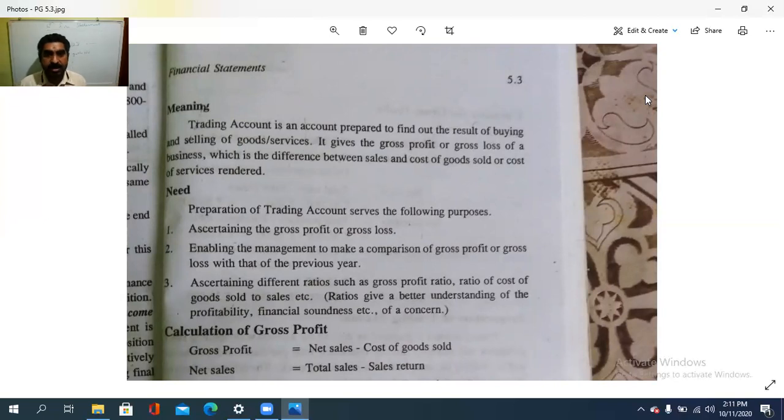Then, enabling the management to make a comparison of the gross profit or gross loss with that of the previous year. Helpful for the management to make a comparison with the previous year. And third case is ascertaining the different ratios such as GP ratio, ratio of cost of goods sold to sales, etc. It is for calculating many ratios.